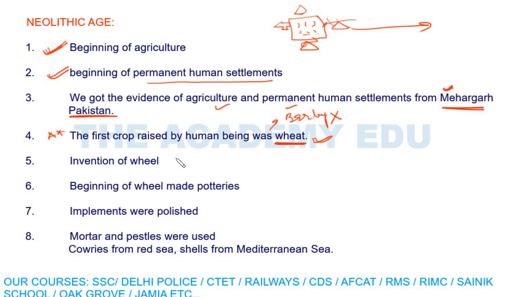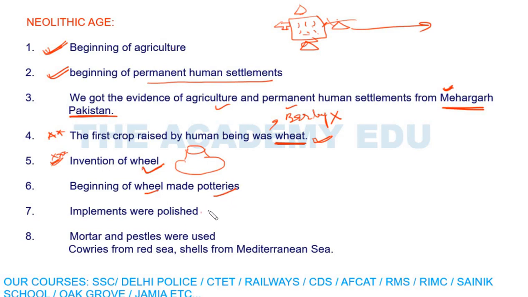Now, they were using soil pottery. You know, they started to make soil pottery in the Mesolithic age. So here, they invented the wheel to make symmetrical potteries. So initially, the wheel was used to make potteries, right? So the wheel was invented. This is also a very important point. The invention of the wheel entirely changed human life. Now, the beginning of the wheel and wheel-made pottery, they started to make wheel-made potteries.